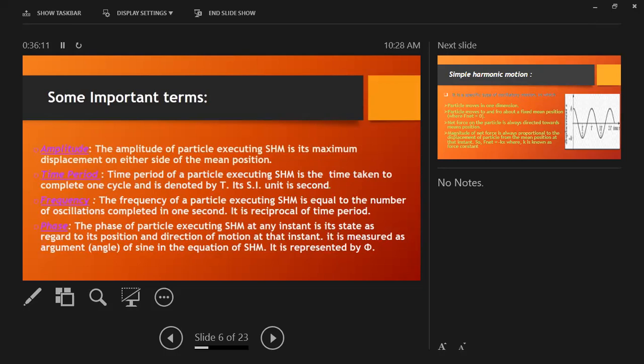Very, very important. Now we have in phase. 3 concepts are there. In phase means phi is equal to 0 degrees. Means what? There are 2 waves like this.